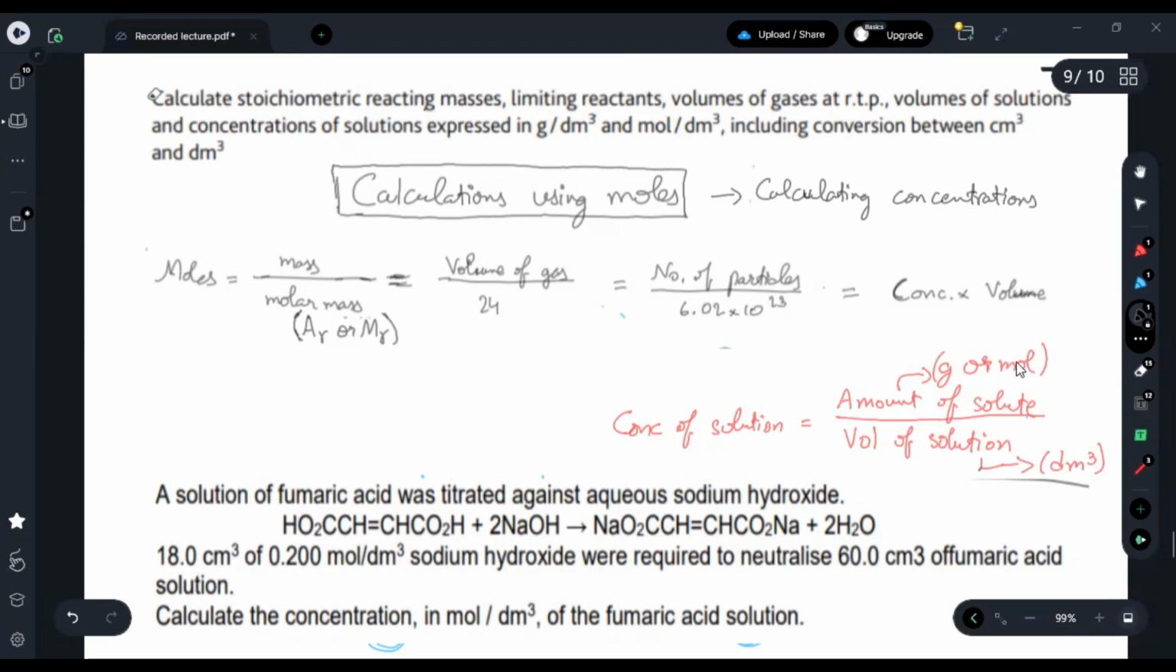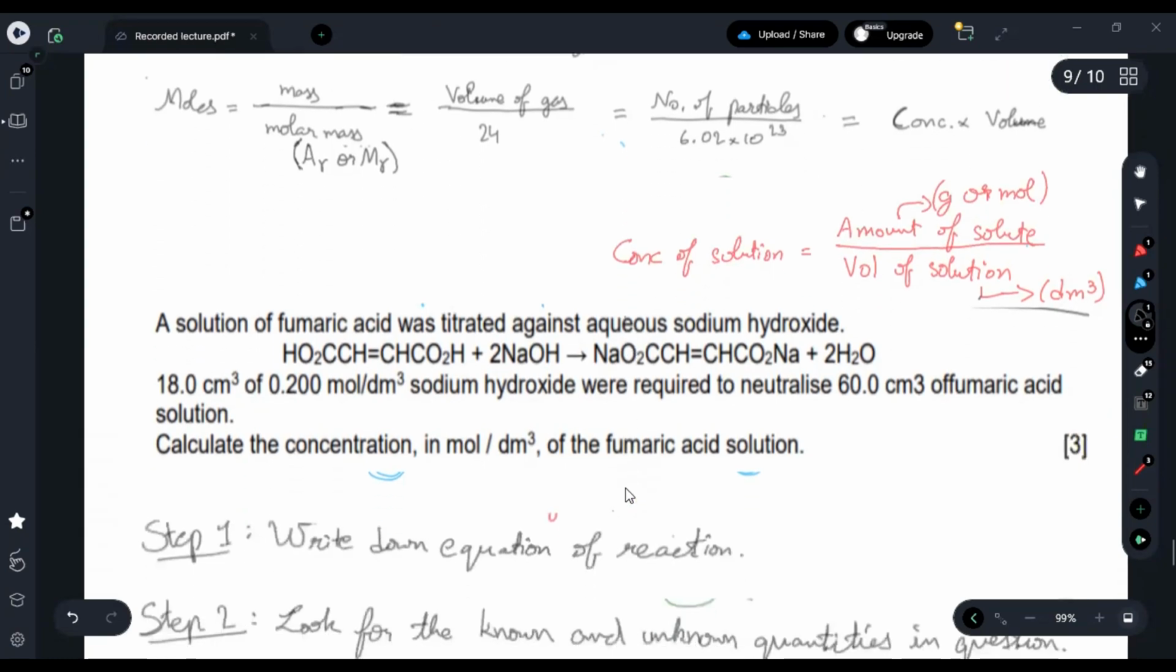As standard, mole is always taken, but if the question specifies grams, then you should be doing your working in grams. As for the volume, the standard is volume is always taken in dm cube. If the question says to give your answer in cm cube, only then are you going to do your working in that. Otherwise, you are always going to convert any values given in cm cube into dm cube for your calculations. So here is the question from the past papers which is given.